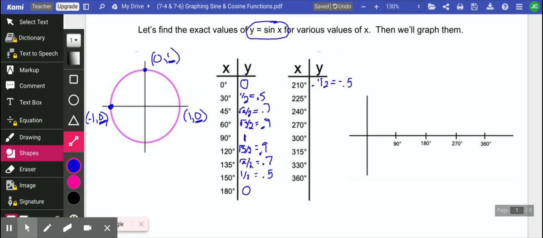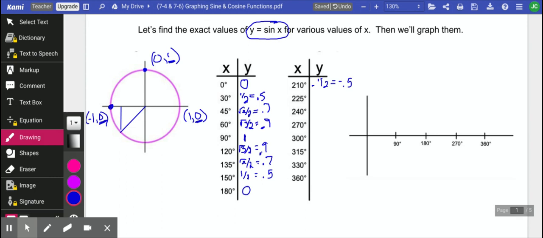Next, we're going to do 225, which is right here. Draw the triangle. We're going to figure out the reference angle, which is 45 degrees. And we get 1, 1, root 2. And remember, again, we're in the third quadrant, so these are both negative because we're left and down. So our sine turns out to be -1 over root 2, which is negative root 2 over 2, which is -0.7. Okay. 240 is going to be the same thing. It's going to have a reference angle of 60, so you get negative root 3 over 2.